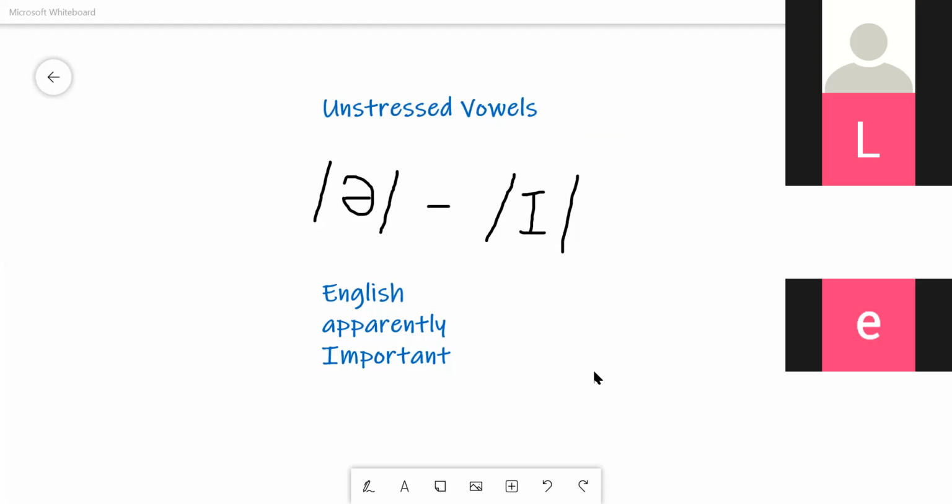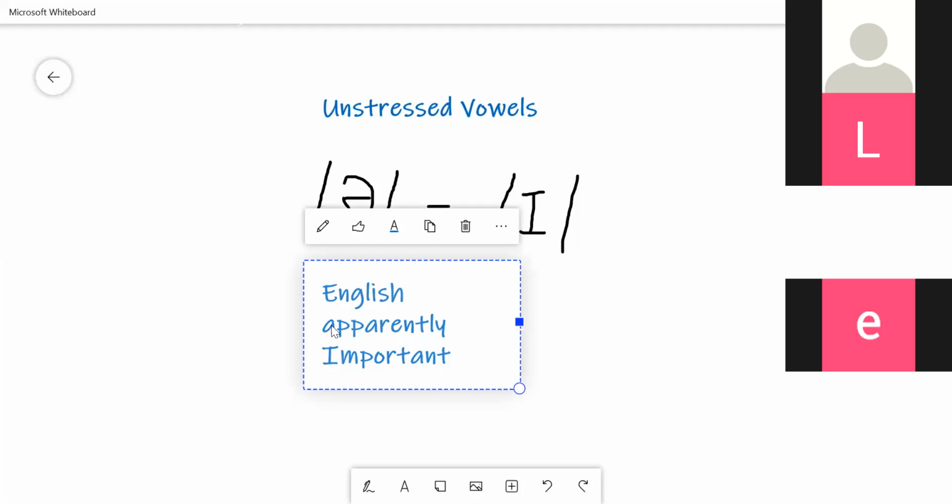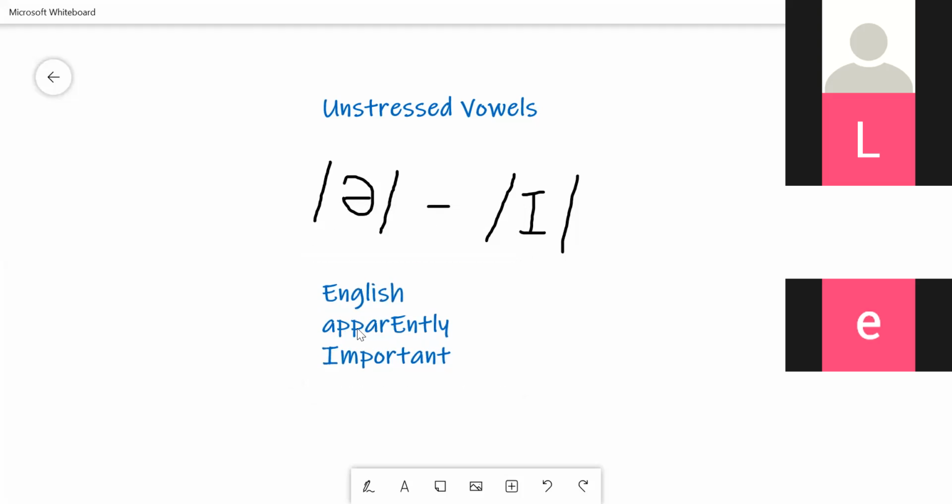Oh, very good. Now, I was saying that you can use the unstressed vowels for any vowel that you don't know how to pronounce. Like we did the first one and the second one, now let's do the third one. I'm going to put it in capitals so you know where we are. We say apparently. If you don't know whether this is an a or an e, you can say apparently, or you can say apparently. You see?